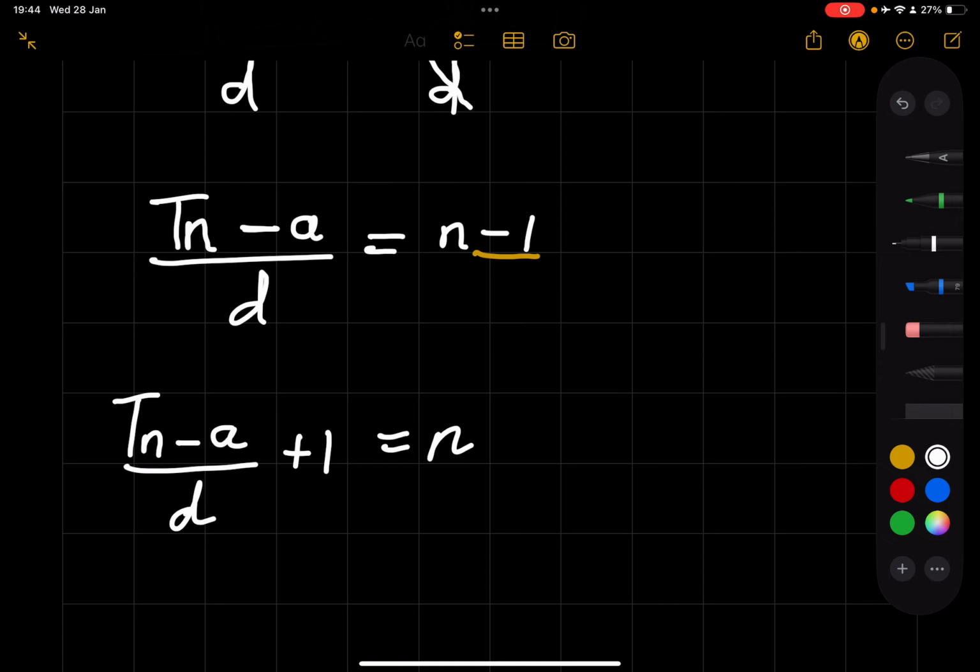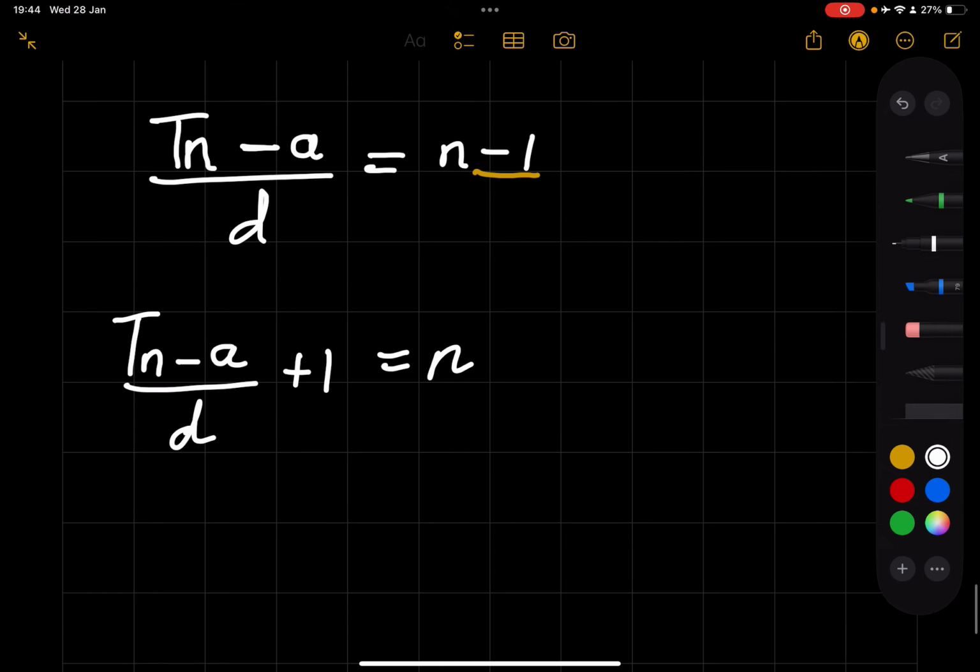Common mistake alert. Learners often forget to add the +1 at the end. Please, you must always remember that you are almost home. Just don't leave your +1 cousin behind.